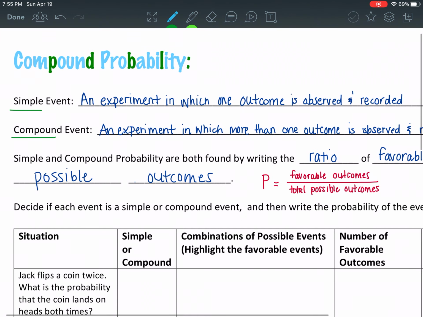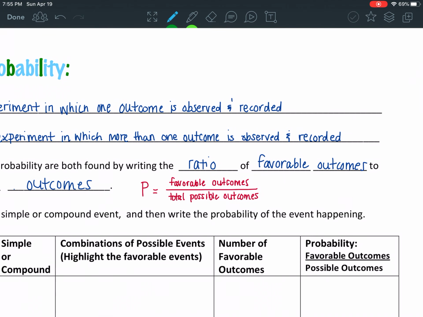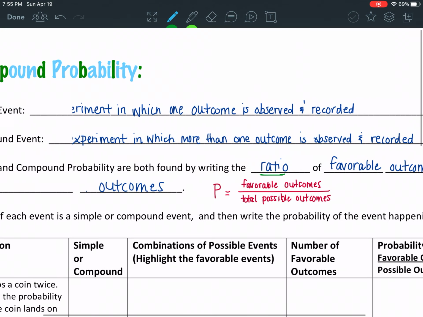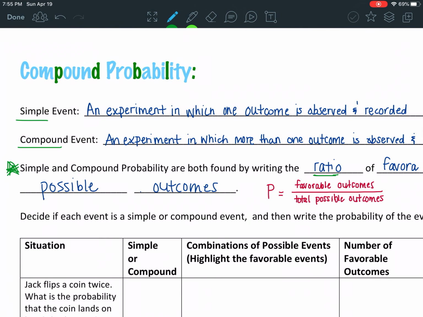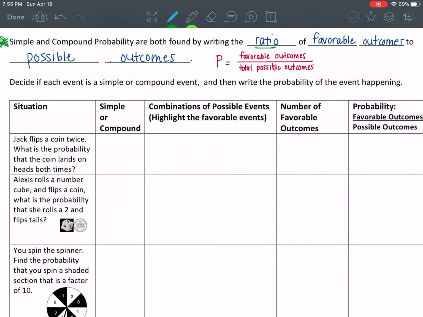Okay, and then this is just a reminder, we have already talked about this spot here. Remember that finding probability, you're creating a ratio or a fraction of favorable outcomes over total possible outcomes. So I already had all that written out for you to save some time. So let's look at these examples.